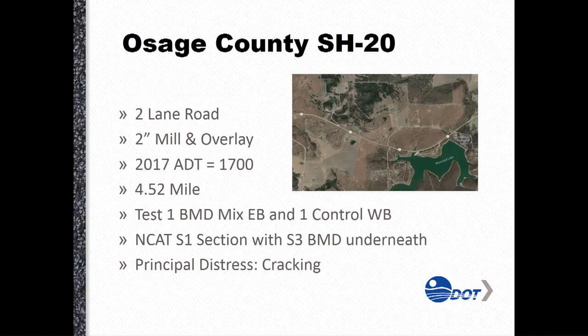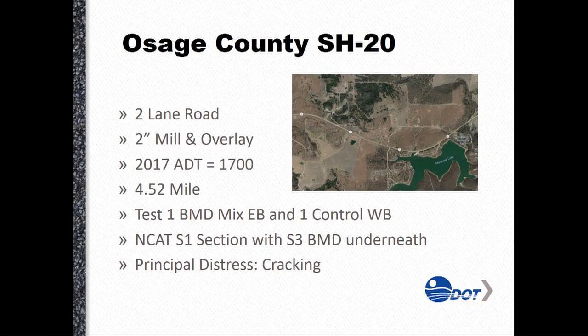Okay, State Highway 20 was a 2-lane road, 2-inch mill and overlay. Average ADT, 4.52 miles. The BMD in the eastbound lanes and the control mix in the westbound lanes. Now, the nice thing about this mix is that it's on the NCAT track in section S1. Not only are we loading it here in the state, we're also loading it on the NCAT track. We'll have 10 million ESALs in 3 years. We know if these things are going to produce. We know how they'll react.